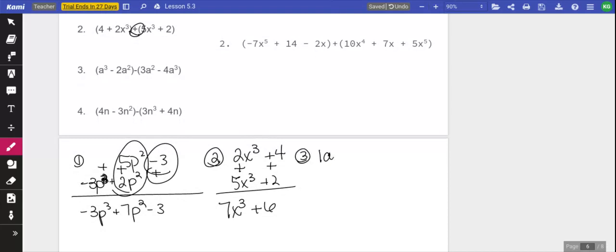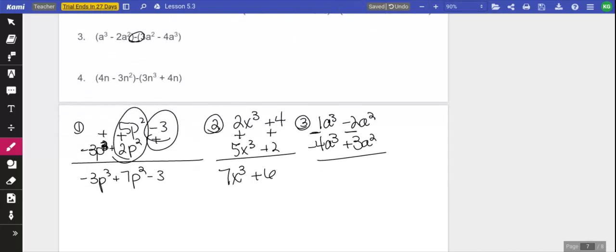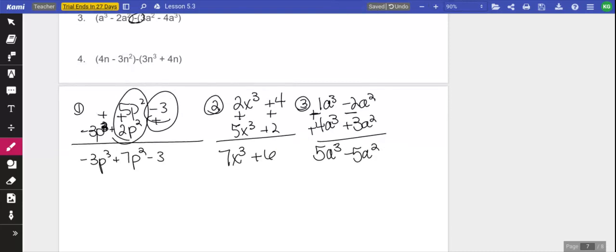On number 3, I have 1a cubed minus 2a squared. And then looking at the second one, I'm going to put the negative 4a cubed first and the positive 3a squared underneath the 2a squared. And this time they're being subtracted. So I'm minusing and I'm minusing. So the first one I have 1 minus negative 4, which becomes plus a positive. So that gives me 5a cubed. And then this one I have negative 2 minus 3, which is negative 5a squared.